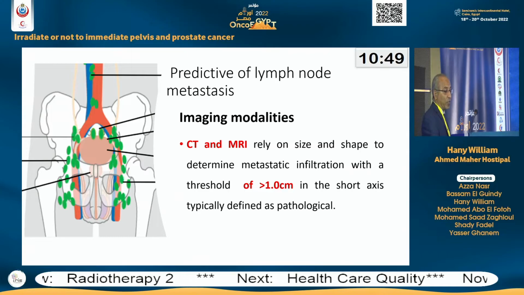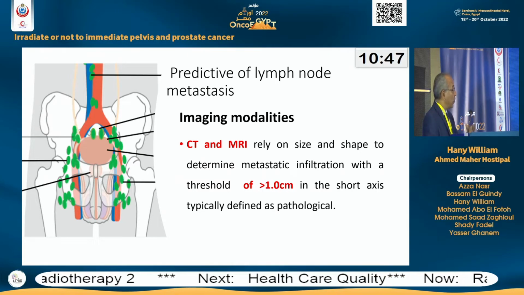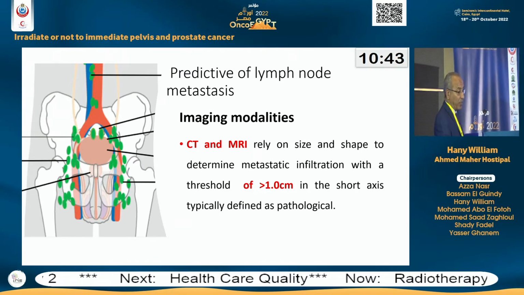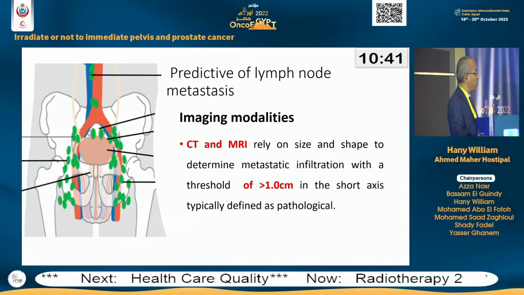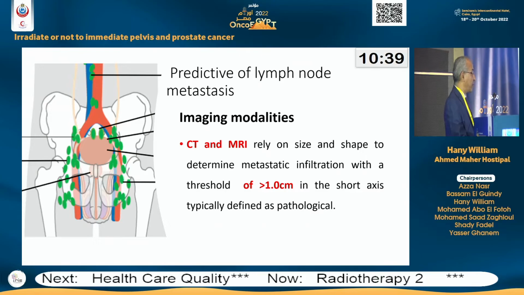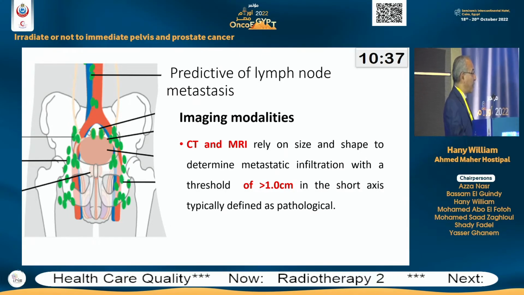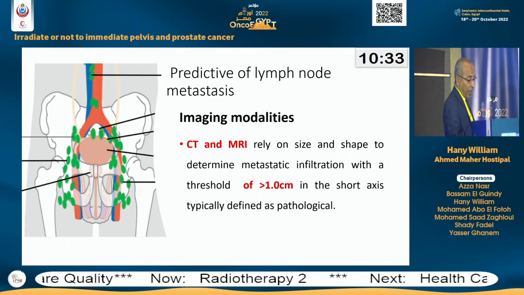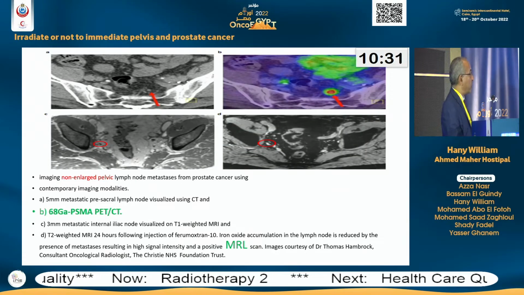Also, the imaging modalities to identify lymph nodes, CT and MRI, rely on size and shape to determine metastasis, with a threshold of more than 1 centimeter, although lymph nodes smaller than this size can be positive. New imaging helps, such as PSMA and MR lymphography.